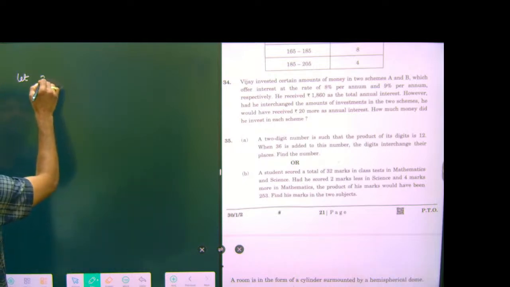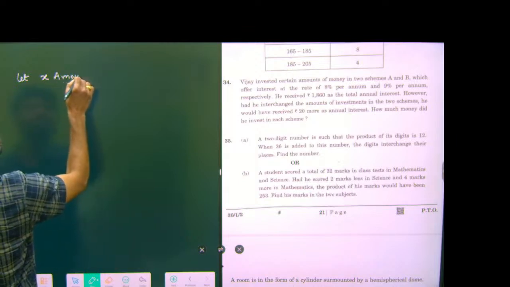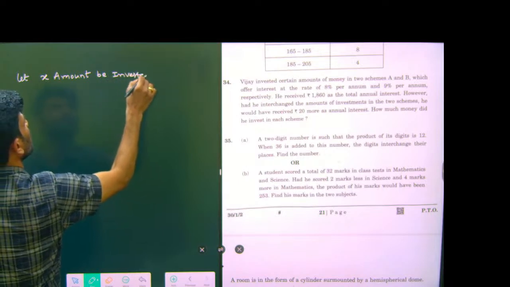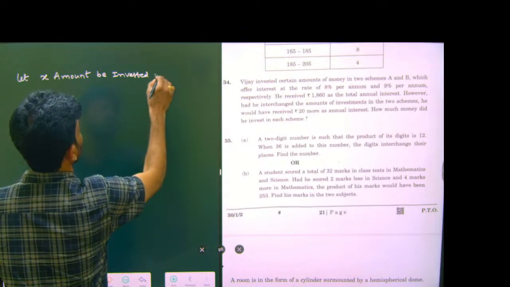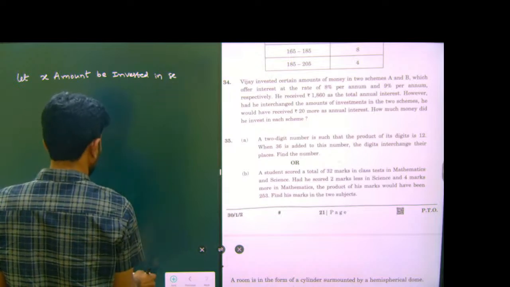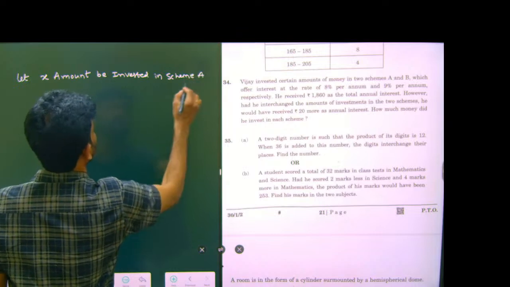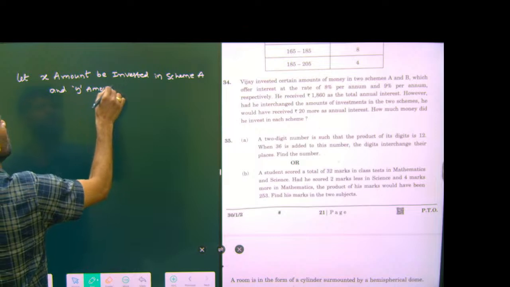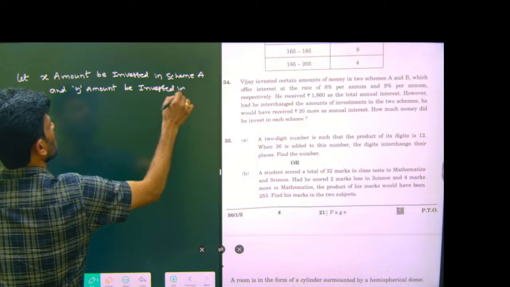Let X amount be invested in scheme A and Y amount be invested in scheme B.